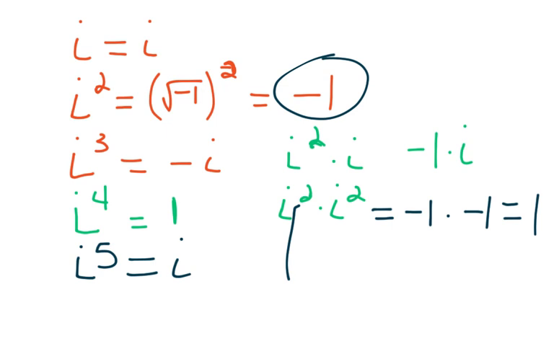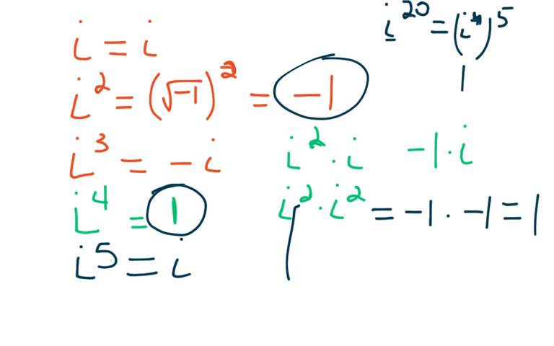So if I wanted to know what i to the 20th power is, what is that equivalent to? A very common type problem. i to the 20th, well, we're going to look at this in terms of the 4s. There's 5 i to the 4th, which i to the 4th was 1. So what's 1 to the 5th power? Well, that's 1. Alright, let's get a new page.